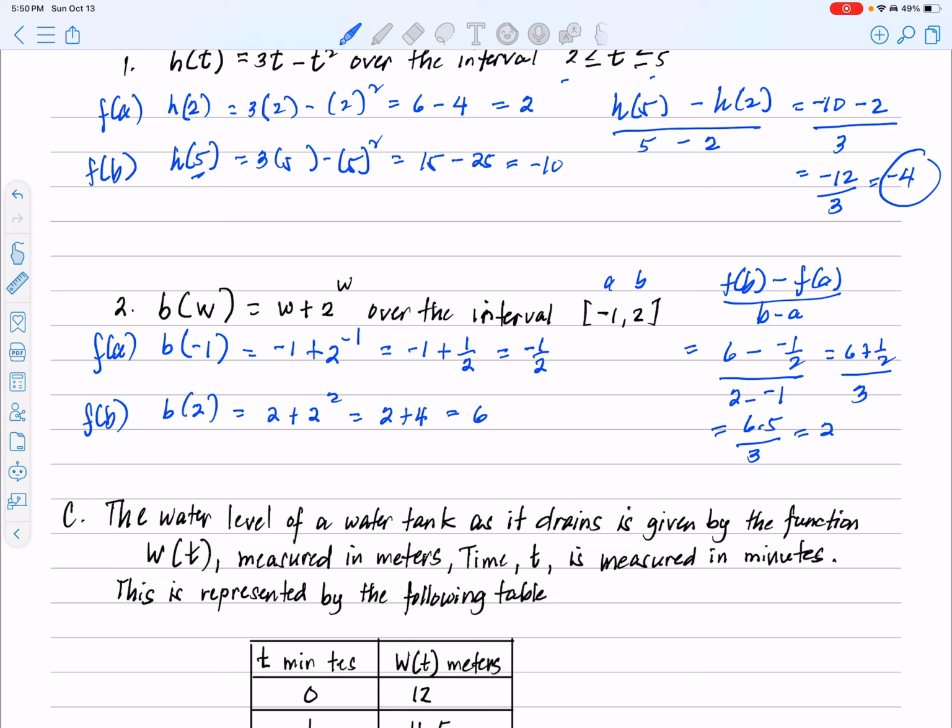I could have 2.1666. I could round that off to 2.167. And this is the rate of change with the given interval of negative 1, 2. Okay, let's have a problem.